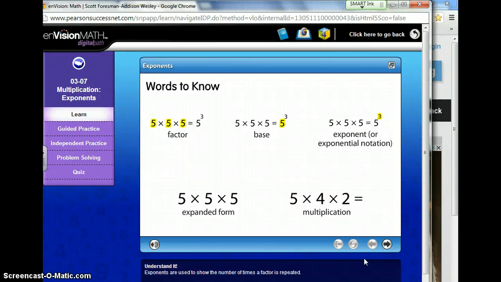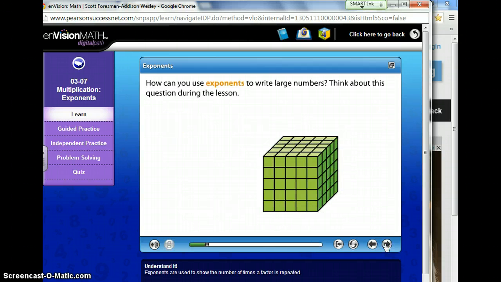Okay? There are 3 different ways we're going to learn how to write a number. We're going to write the expanded form, we're going to write the standard form, and we're going to write the base form. Okay, I need to turn off my little... There we go. Let's take a look here.